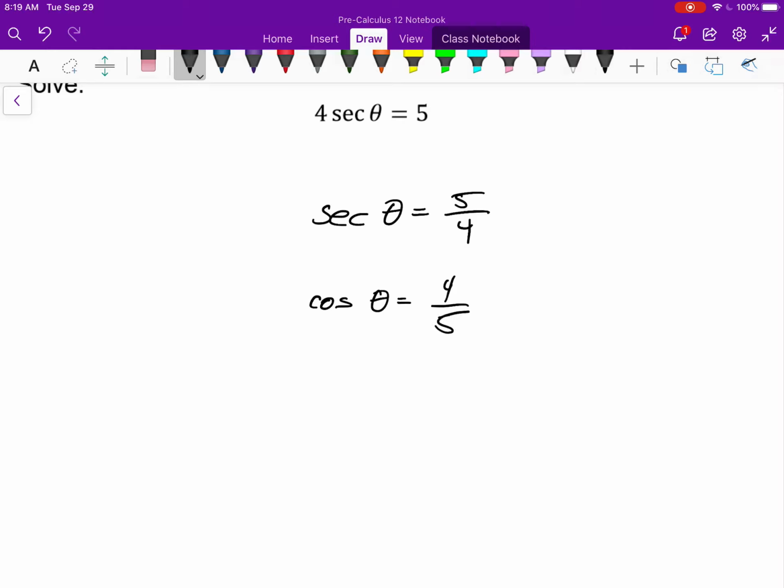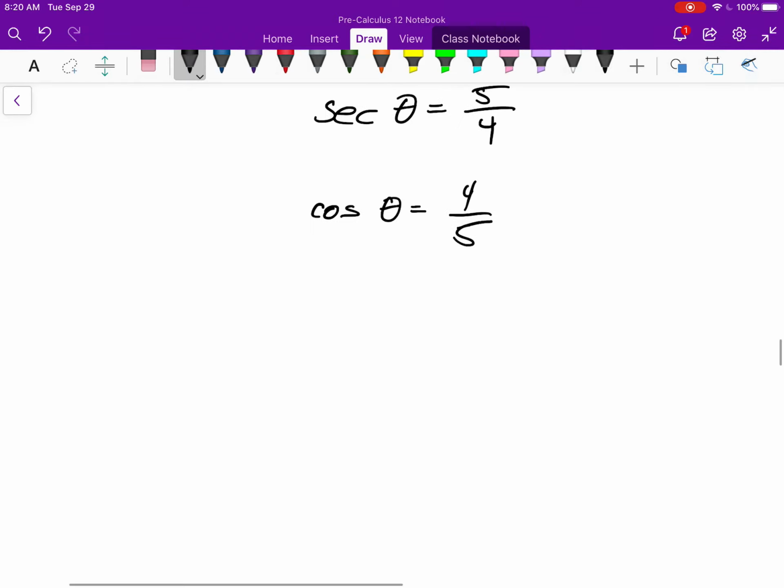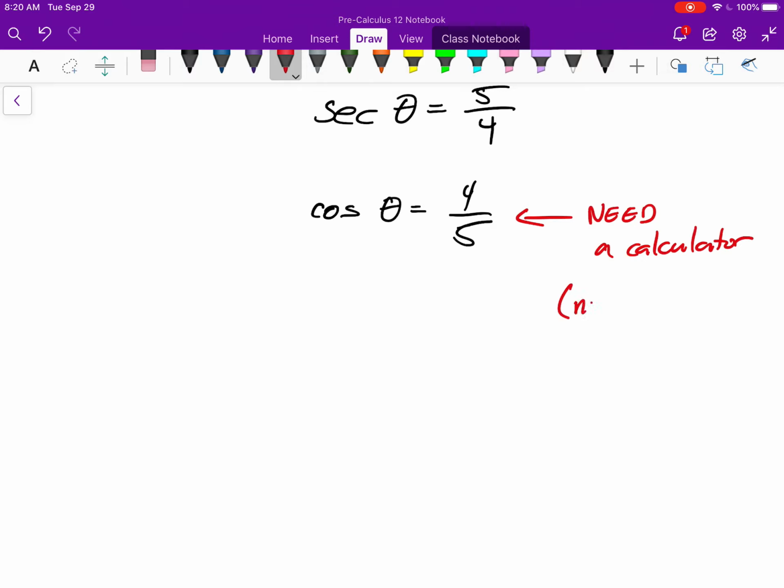There we go. So dealing with secant or cosecant or cotangent, most of the time you just want to fairly quickly bring it back to one of the primary trigonometric ratios. As long as you remember which ones are reciprocals of which, it's pretty easy to deal with. So now I'm just going to deal with cosine. Now 4/5, again, I never asked you to memorize where cosine equals 4/5. So again, we'll need a calculator because my reference angle is not a special angle.